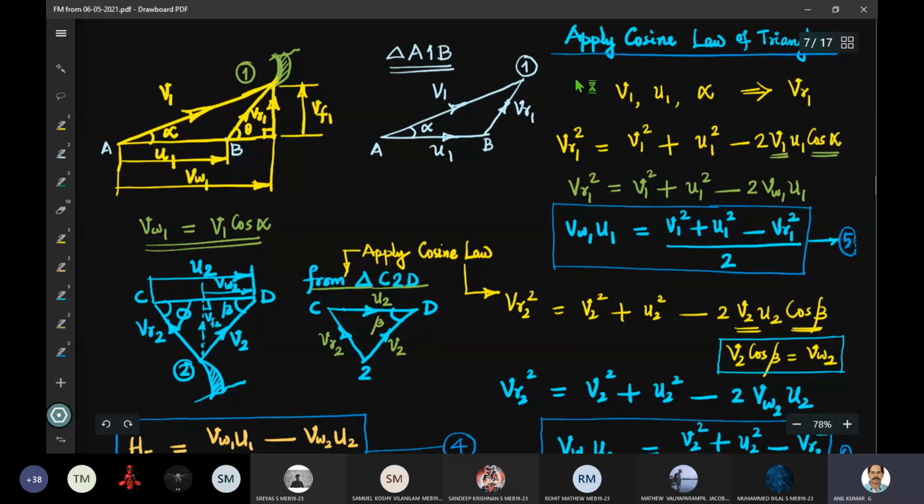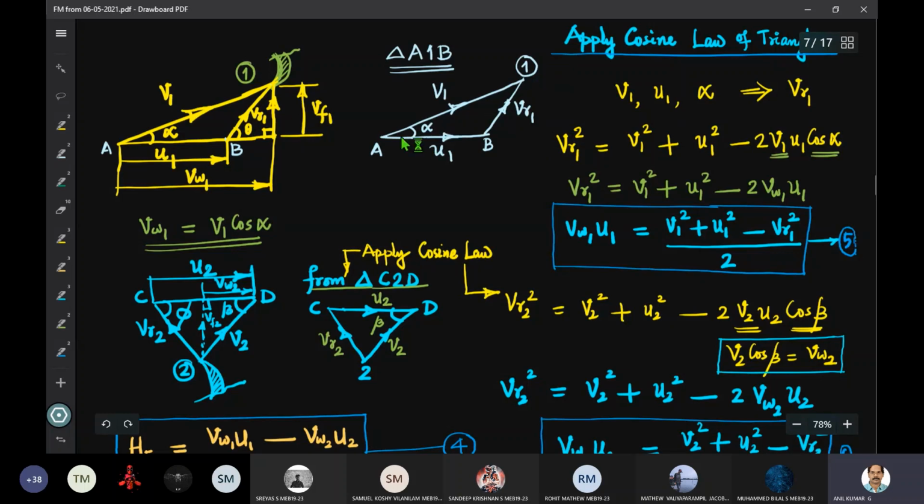So if you consider this triangle ABC alone, the diagram will be like this. So A, B and the inlet 1. From this triangle, the three sides are V1, U1 and VR1. So what is the angle between V1 and U1? That is the guide vane angle or guide blade angle at inlet. So if you are given V1 and U1 and the included angle alpha between them, then how do you find out VR1?